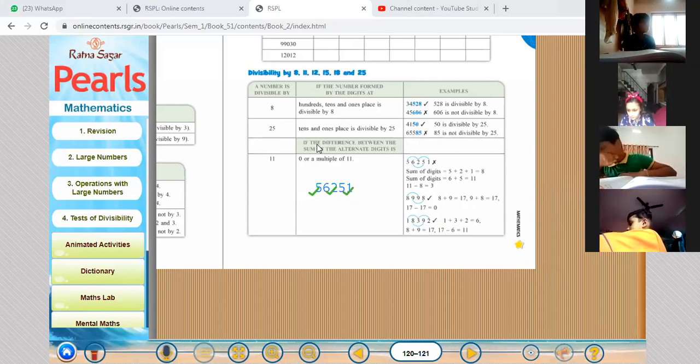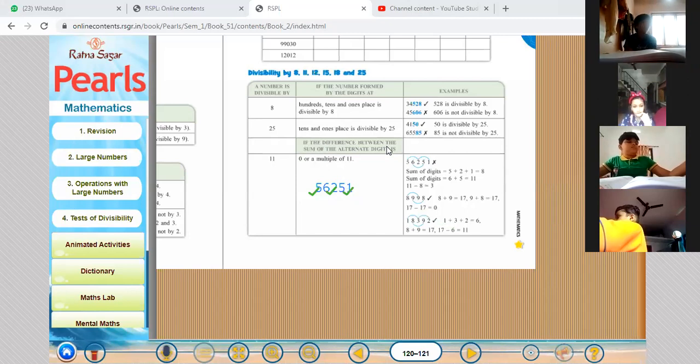So, what was our rule? Our rule was, if the difference between the sums of the alternate digits is 0 or a multiple of 11. Now we have found the alternate digits. Next, we have to find the sum of these alternate digits.